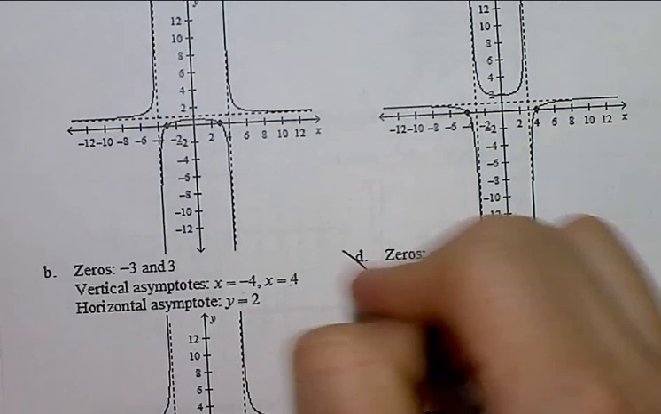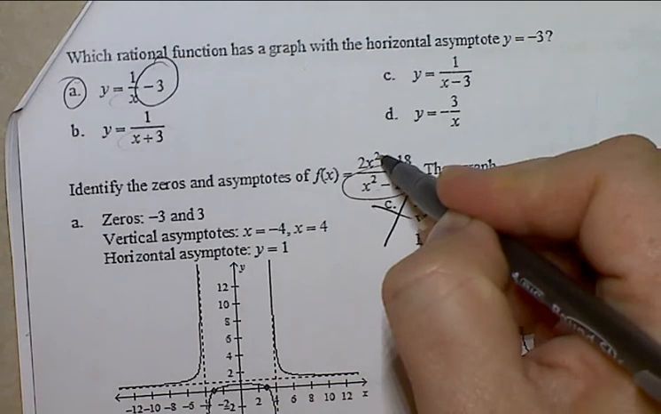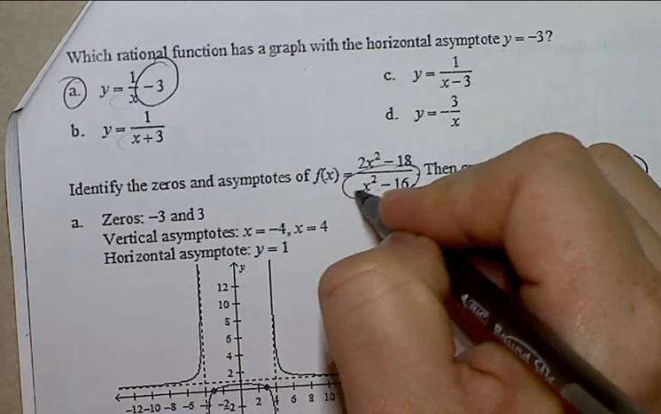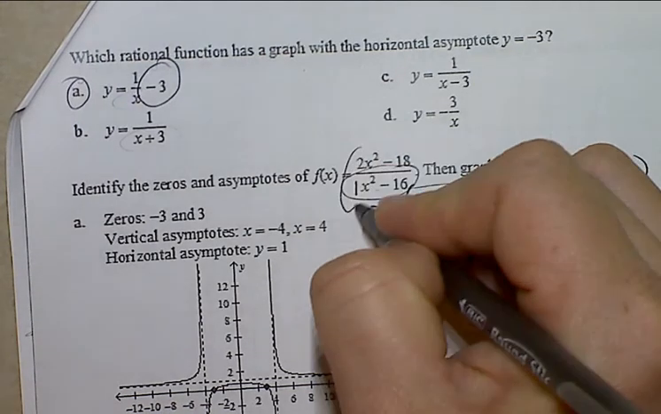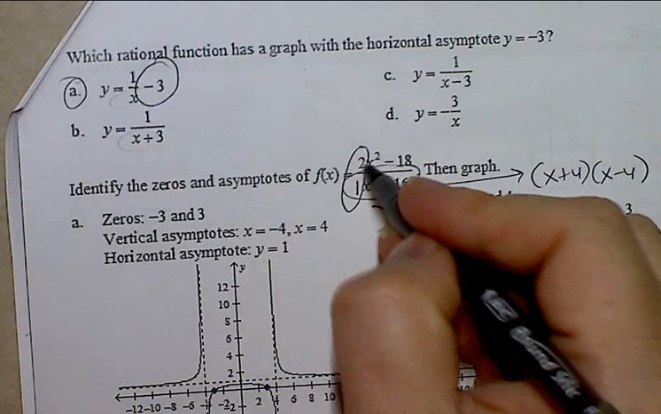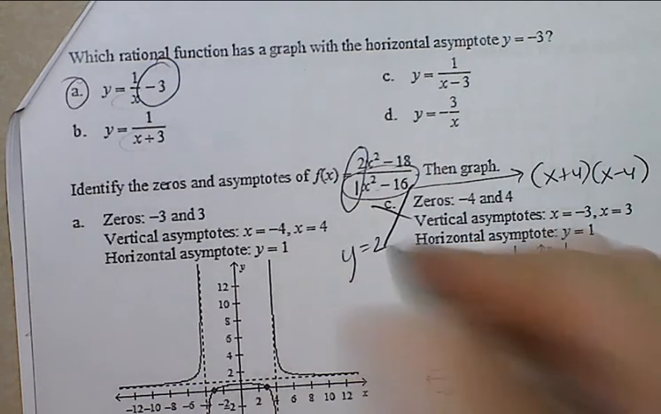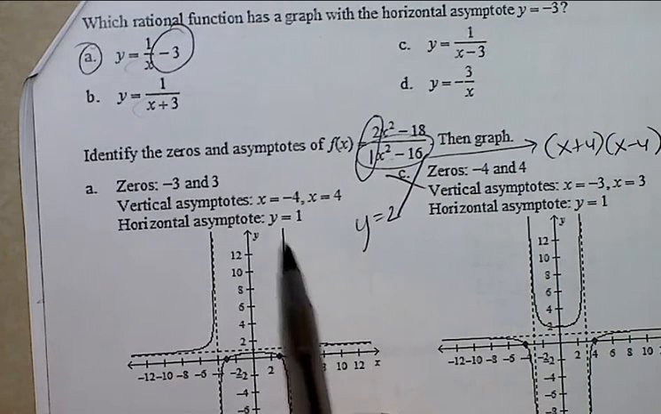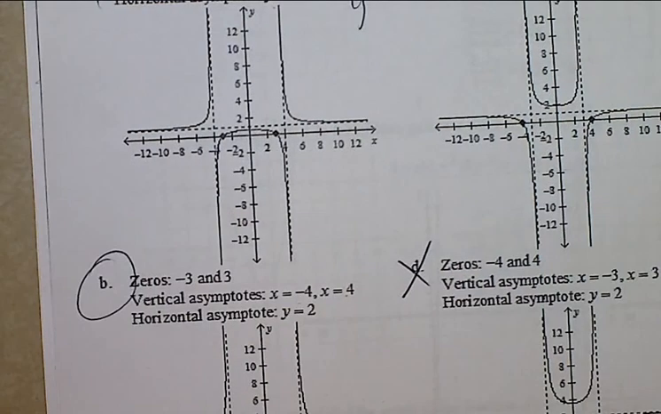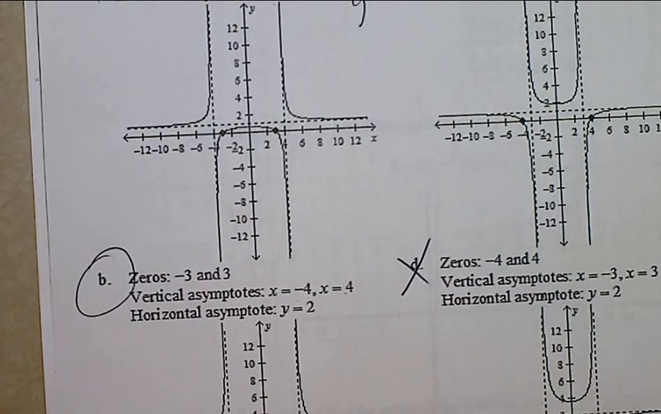So I'm eliminating things. In this form, because the degree on top is equivalent to the degree on the bottom, you can calculate the horizontal asymptote to be 2 divided by 1. So y equals 2 divided by 1 is horizontal. That's not A. That is option B. I don't need to go any further. Going to the next problem.